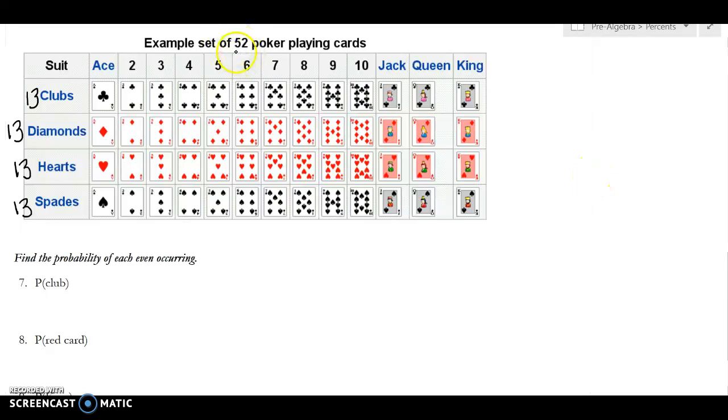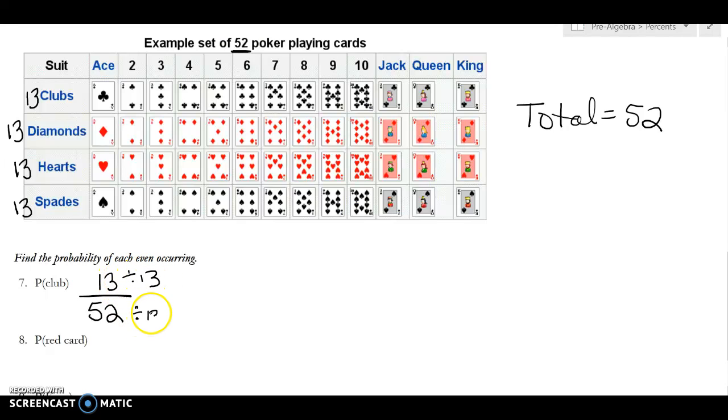So again, there's 52 cards total. So my total will always start off by being out of 52. So for what's the probability of getting a club? That means I can get any one of these clubs up here on this top row. And so clubs, there's 13 clubs out of my total cards, which is 52. And we can reduce this by dividing by 13. And so I get 1/4.